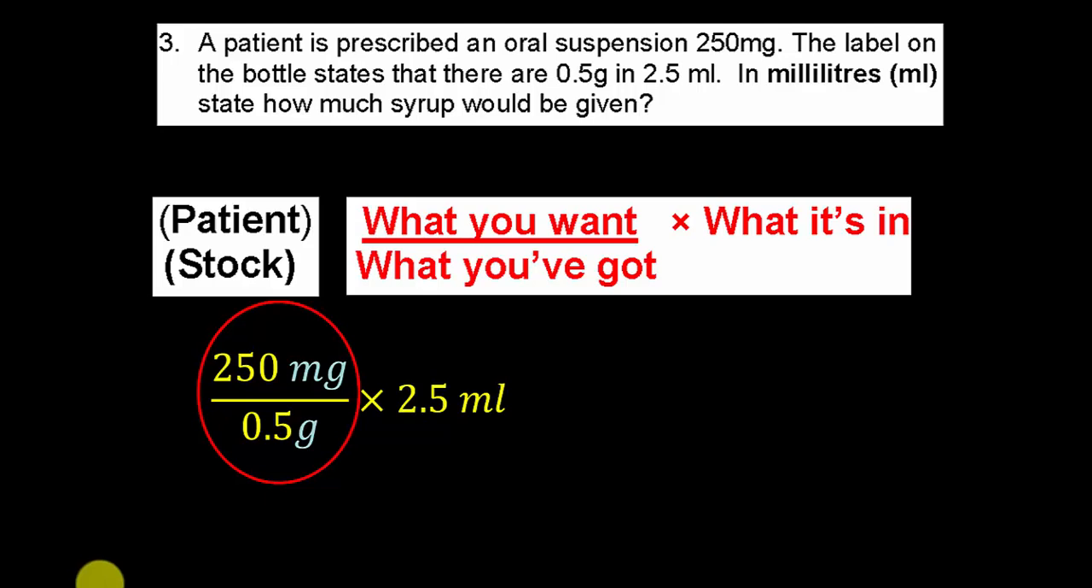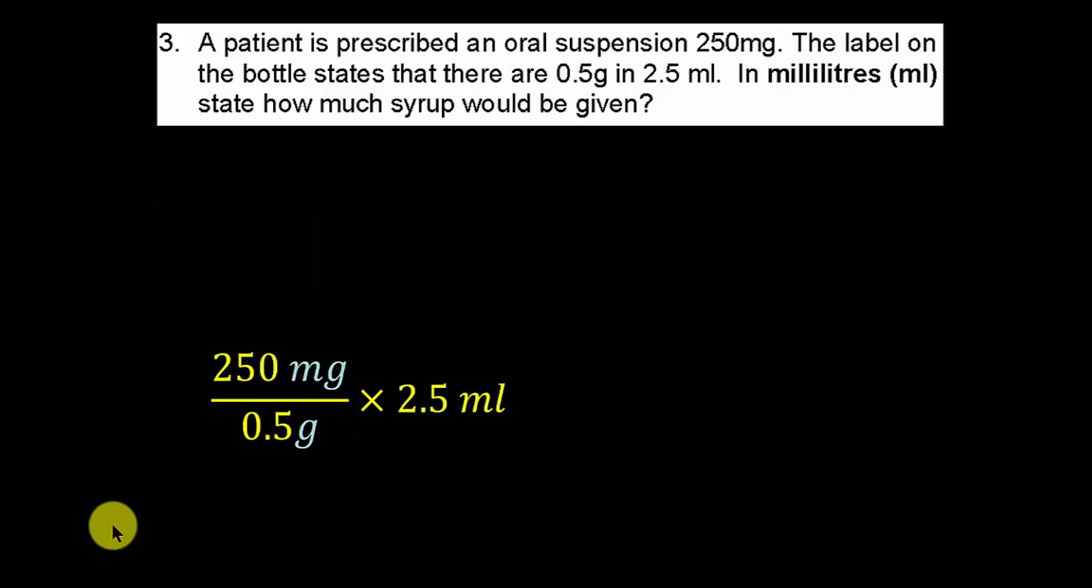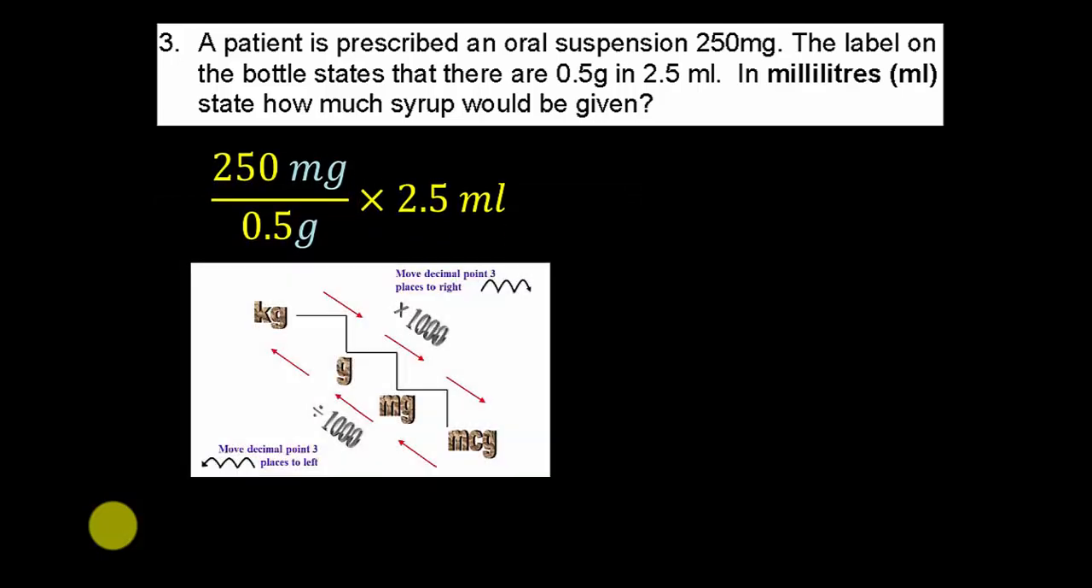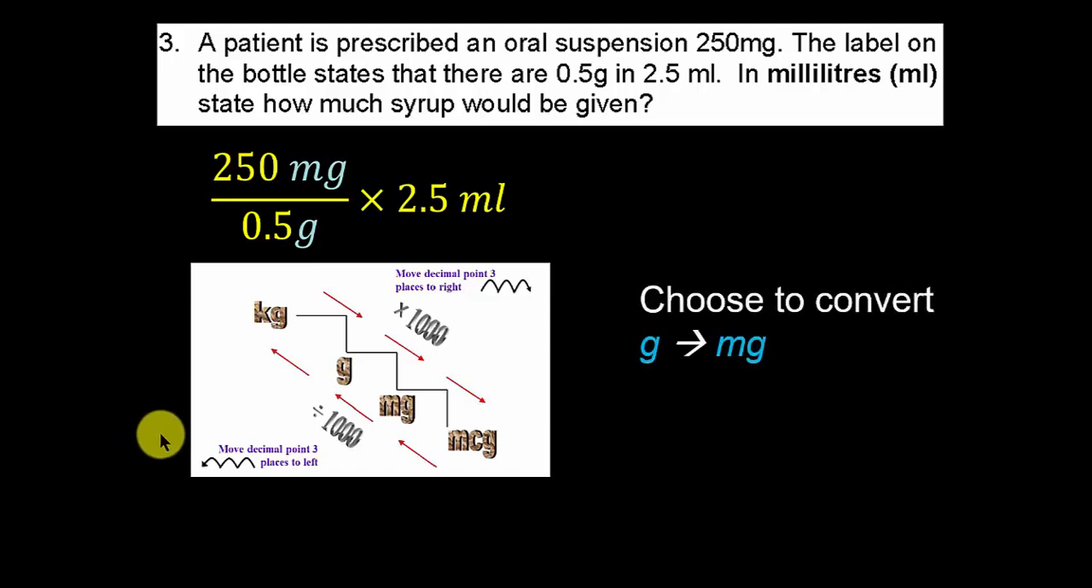It's entirely our choice. So what I'm going to do is choose to make the bottom one, the 0.5 grams, into milligrams. So let's remind ourselves how to do this. Thinking of the diagram again, I want to go grams to milligrams, which is now downstairs, so therefore I'll be timesing by 1000. I'll be multiplying the 0.5 by 1000. So calculator out, 0.5 times 1000 is 500.